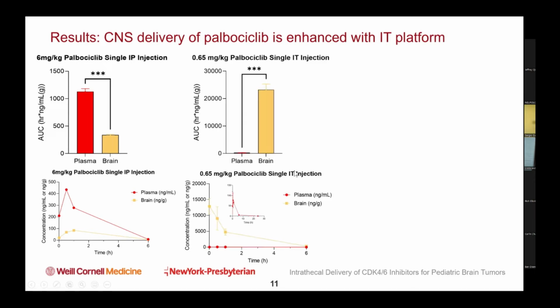This set of graphs corresponds to a single intrathecal injection. Essentially what we find here is the exact reverse relationship, where we have much higher levels of palbociclib in the brain, very negligible levels in the plasma, and again, about a 6-hour elimination after a single injection.